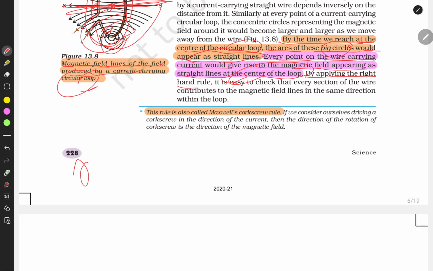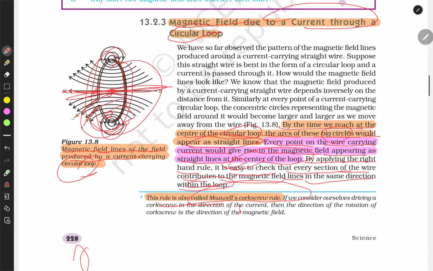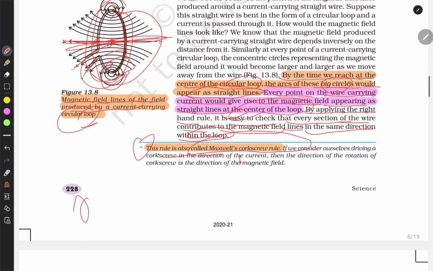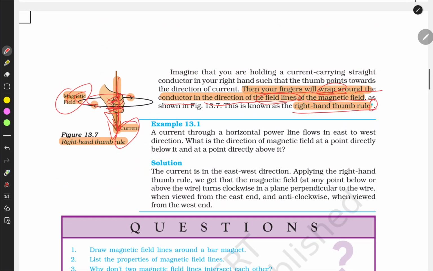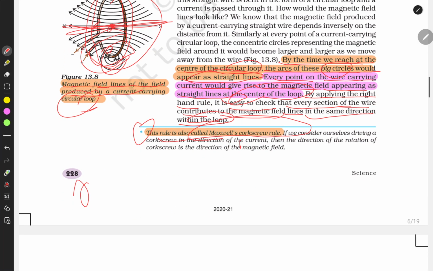By applying the right hand rule, it is easy to check that every section of the wire contributes to the magnetic field lines in the same direction within the loop. And this rule is also called Maxwell's rule. Which rule? This one. The right hand thumb rule is also known as Maxwell's corkscrew rule.